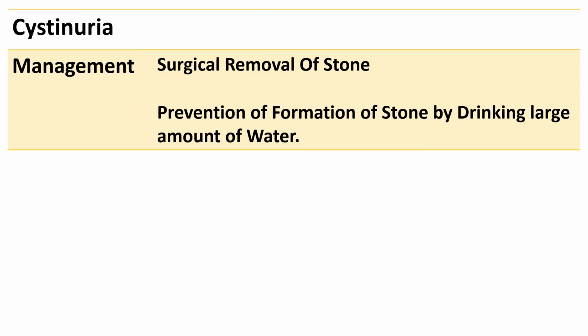Now about management of cystinuria. The first thing is surgical removal of the stone. If the stone is there, it can be removed by surgical treatment. If the size of the stone is small, less than 5 mm, you can remove it by diuresis, and if the size of the stone is more than 5 mm, surgery is required. Depending upon the clinical features, you have to do the management.